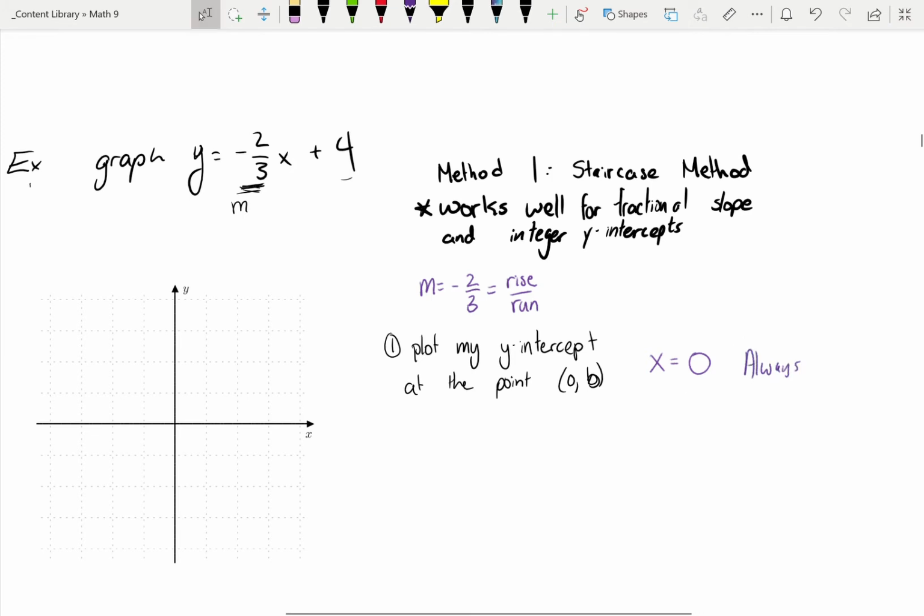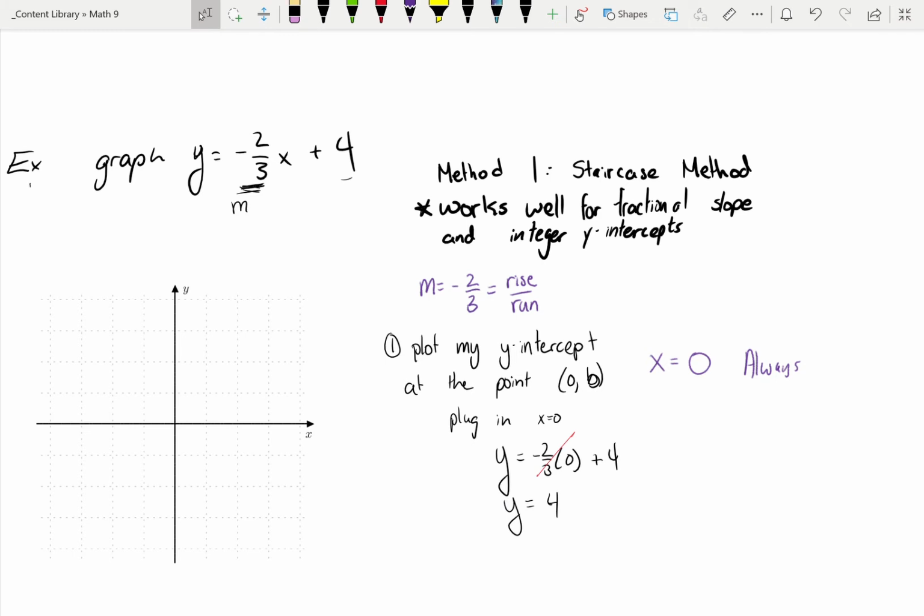Always. So if I want, I can plug in x equals 0. So I would have y is equal to negative 2 over 3 times 0 plus 4. And you can see right away this is going to be almost trivial to solve. I have negative 2 over 3 times 0. Well, anything times 0 just vanishes. So then what I'm left with is just the positive 4, or I'll just write 4.